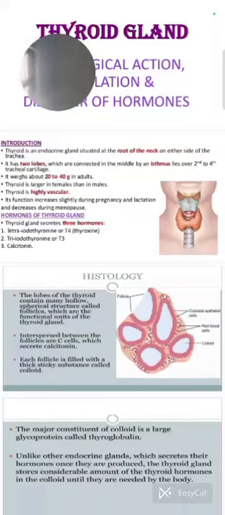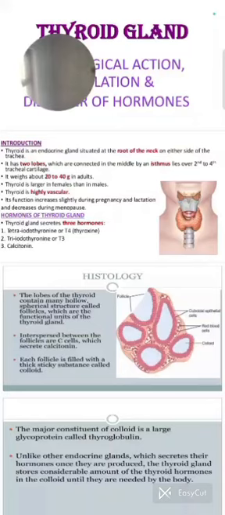It consists of two lobes, right and left, and the central constricted portion is termed the isthmus. It's a butterfly-shaped organ located just below the thyroid cartilage. The isthmus lies between the second and fourth tracheal cartilages.